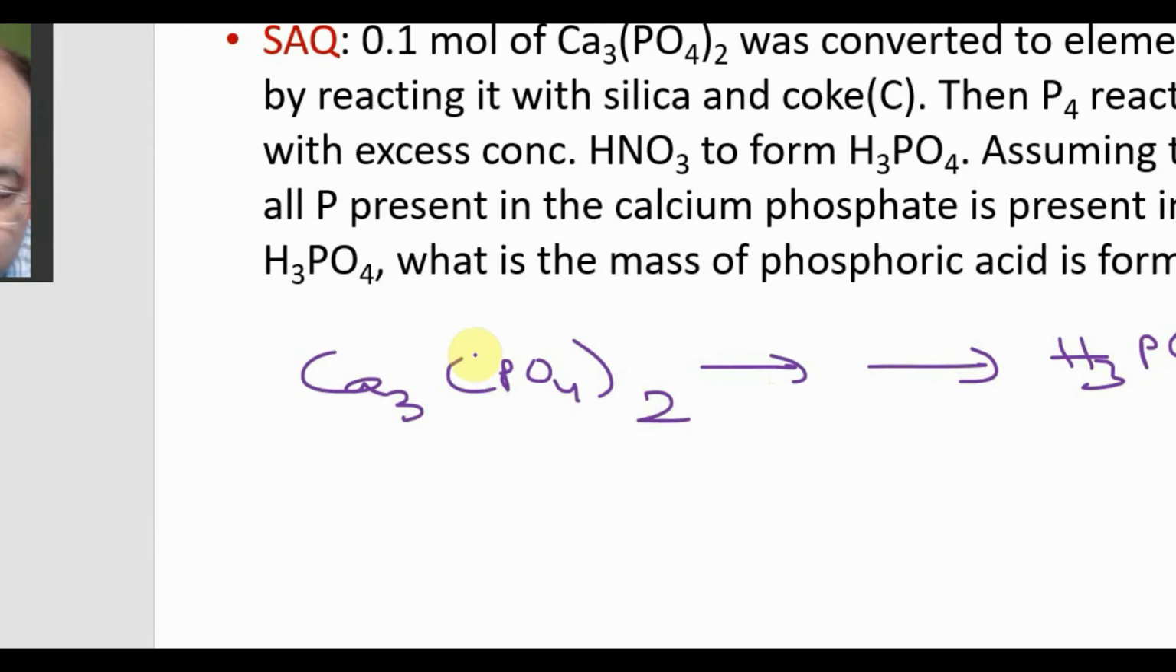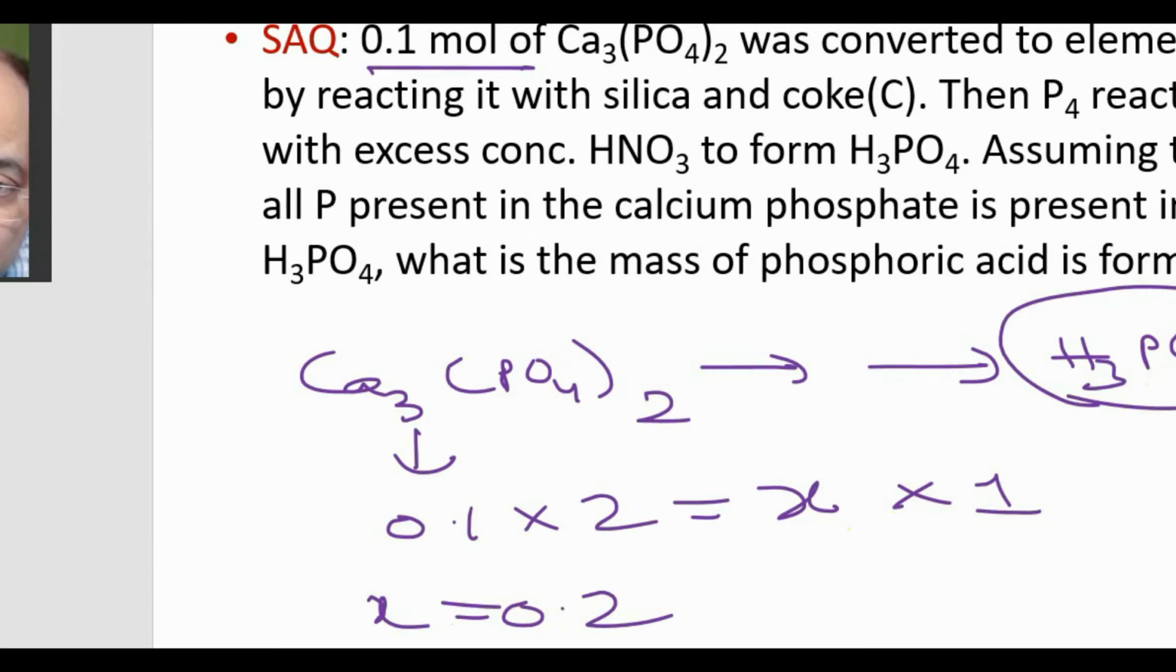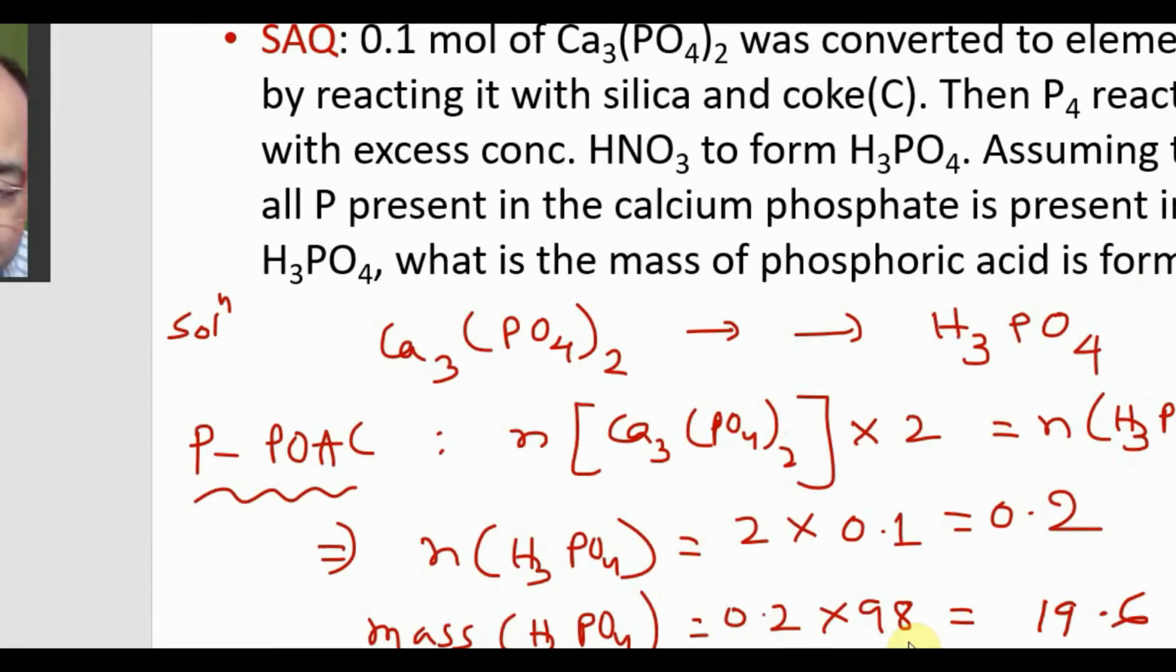So here there are 2 phosphorus in one formula unit of calcium phosphate, and 1 in phosphoric acid. Supposing the number of moles of calcium phosphate is given as 0.1. So 0.1 into 2, because phosphorus atoms are 2, is equal to, supposing the number of moles of phosphoric acid formed is X, into 1. So it will be 0.2. The number of moles will be 2 times, because there is 2 here, only then will it be balanced, right? To convert into its mass, simply multiply by its molecular mass, 98, and we get the mass of phosphoric acid formed as 19.6.